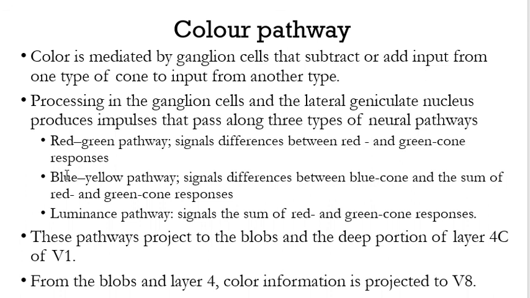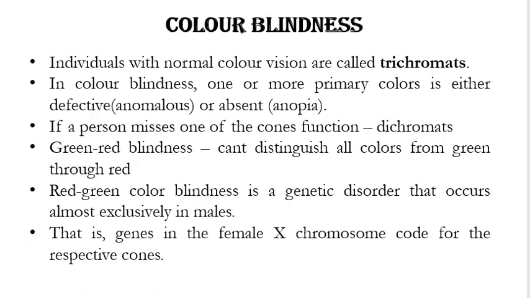So these pathways, what do they do once they're stimulated? They project to what are called blobs. Now blobs are just components of the 4C layer of the V1, remember? And these blobs project the information to V8. Remember, we did say the V8 is the one that is in charge of color. So this is the pathway that is involved with color.